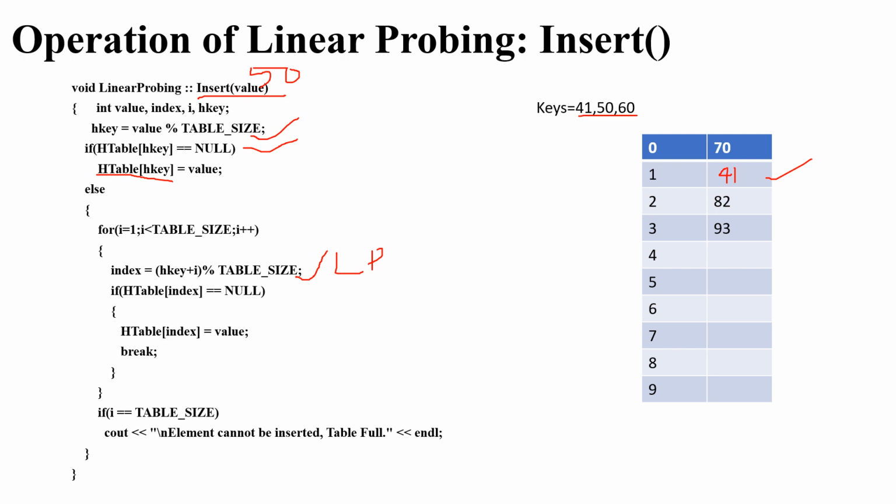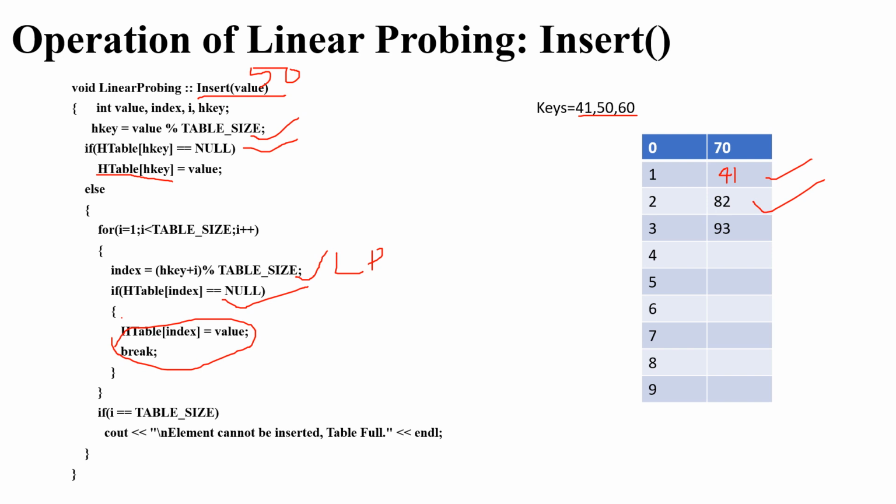So 1 modulus 10 gives index 1. Now check whether the first index is equal to null, meaning empty. No, this is not empty. So no need to run this part, and then increment the i value. Now i becomes 2, and h of k is 0. So 0 plus 2 modulus 10 gives 2. Now check whether hash table of index 2 equals null. No, the second index is also not free, so don't store the value. Then I increment to 3.